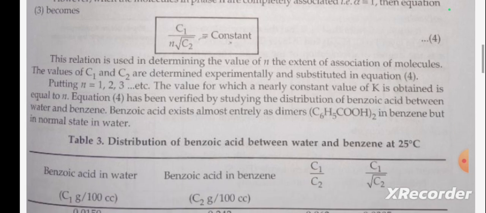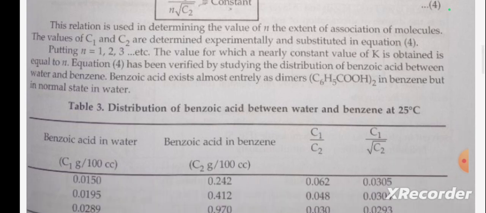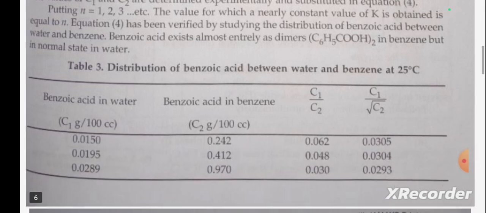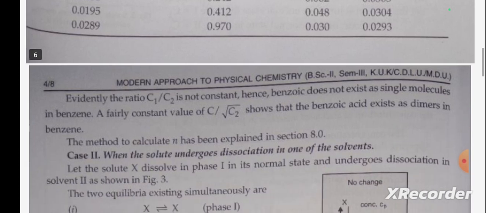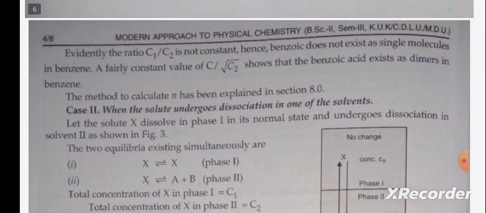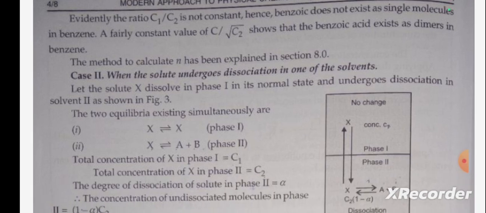Benzoic acid exists almost entirely as dimers, (C6H5COOH) twice, in benzene, but in a normal state in water. Evidently, the ratio C1 by C2 is not constant, hence benzoic acid does not exist as single molecules in benzene. The fairly constant value of C1 by square root of C2 shows that benzoic acid exists as dimers in benzene. The method to calculate n has been explained in section 8.0.